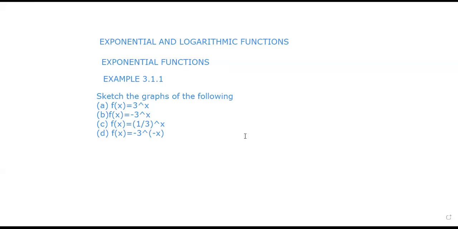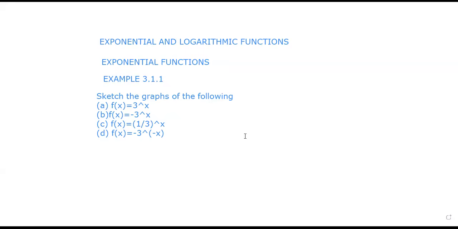So our lesson for today is on exponential and logarithmic functions. In this lesson, we'll basically look at an exponential function. To start with, let's look at the definition of an exponential function. What is an exponential function?